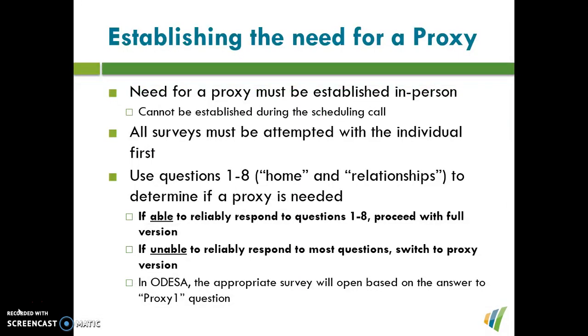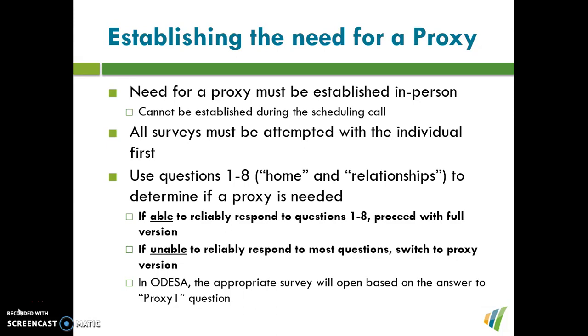So establishing the need for a proxy, and when I say the need for a proxy here, I really mean establishing the need to have a proxy complete the full survey, so that full proxy version of the survey, meaning that the individual receiving services really is not going to be able to answer questions. So this can only be done in person.